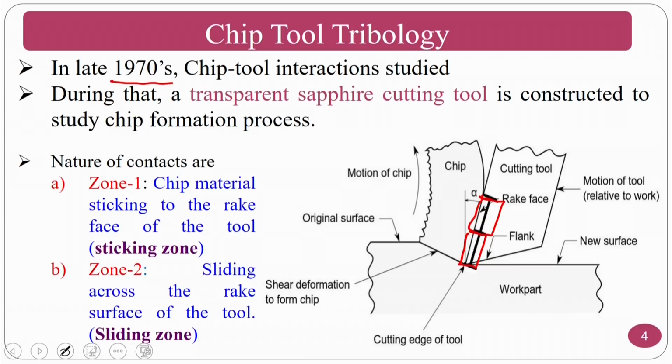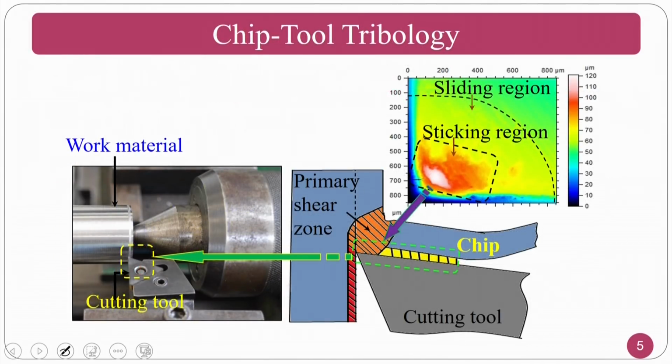These are the two surfaces: one is the sticking zone and the other is the sliding zone. You can see how the sticking and sliding zones are differentiated from this point of view. This is experimental work, which we have recently done in this area for understanding the basics of chip tool tribology. You can see the cutting tool machining the workpiece, in this case a carbide tool machining stainless steel. This is the primary shearing zone, in the experimental picture.